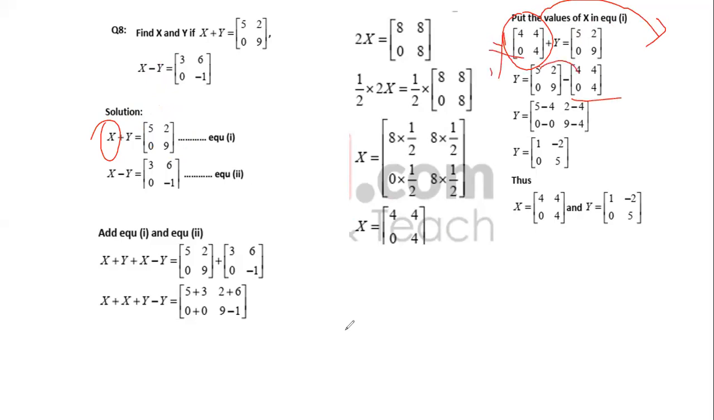Now 5 minus 4, it is done. 2 minus 4, done. 0 minus 0, 9 minus 4. So after this simplification, 5 minus 4 is 1, 2 minus 4 is minus 2, 0, and 5 minus 9 minus 4, that is 5. So the x and y values are calculated over there. You can take a screenshot.